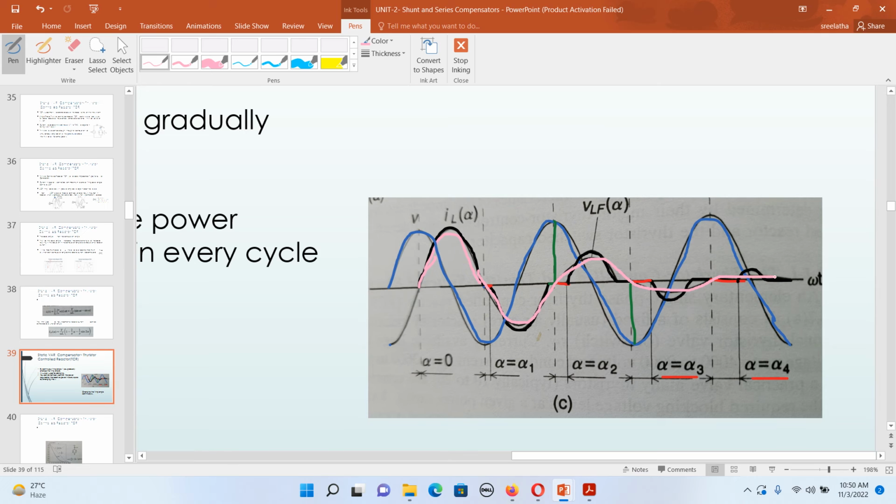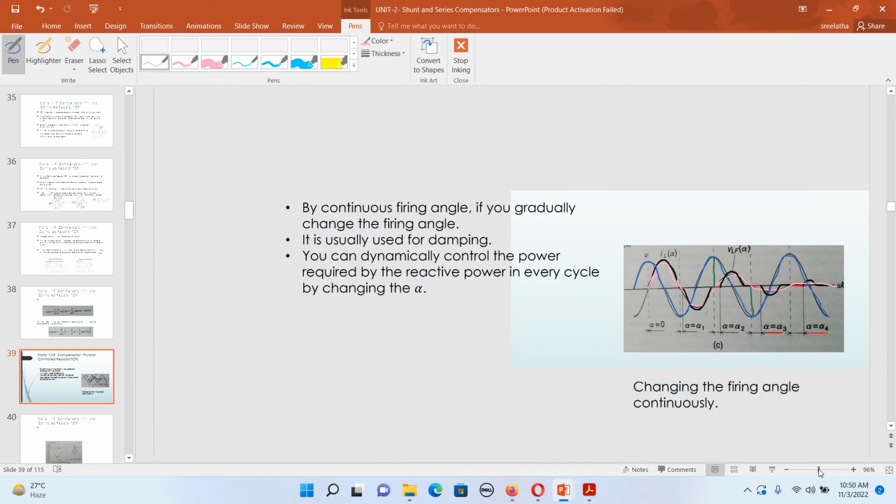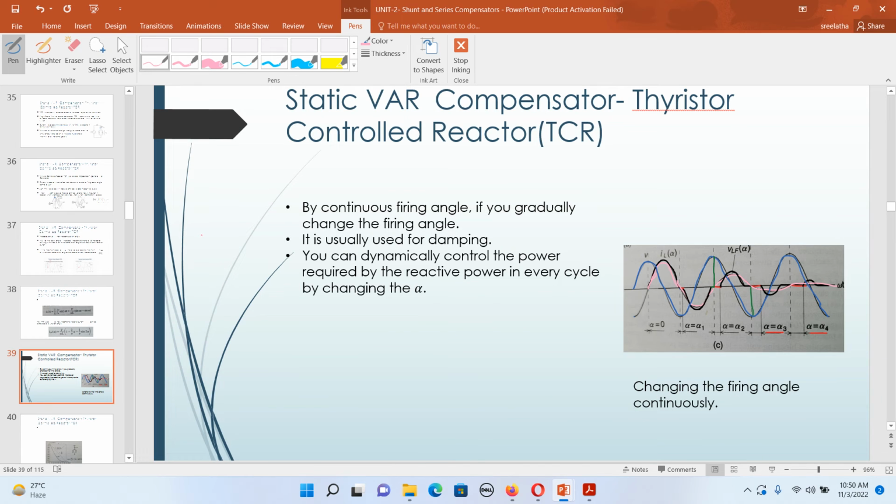So you see the oscillations are damped so much. That is the idea, girls. We are damping the oscillations using continuous firing angle. Is it clear?